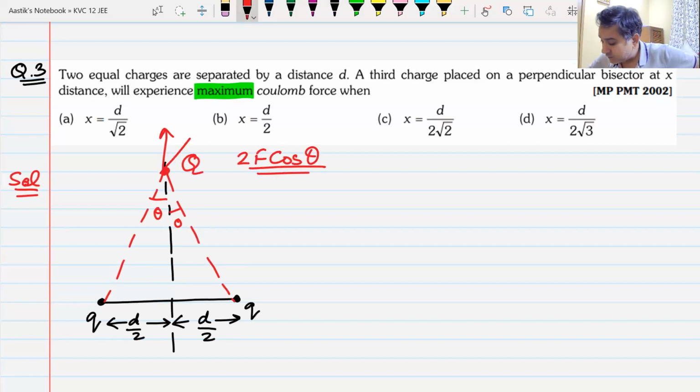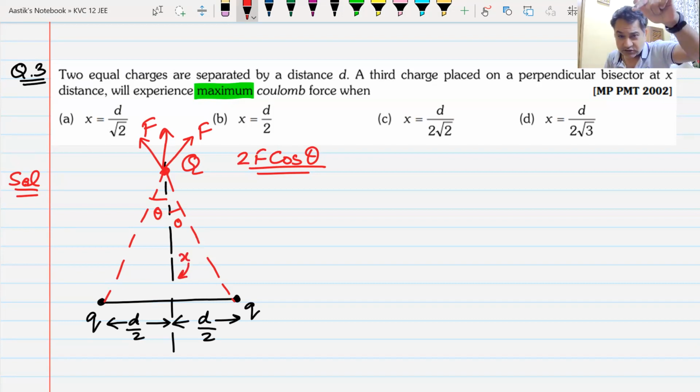One force will go like this. One force will go like this. Both the forces are equal. Do we understand this? You just have to find out the value of cos theta. D by 2 is fixed. The only thing which is variable is this distance x, the distance of the charge q from the point, if I call this as O. So you will have to differentiate it, equate it to 0, and then you will get the force as maximum.